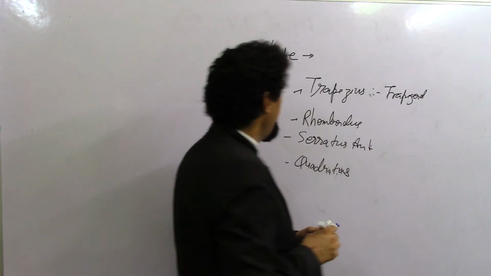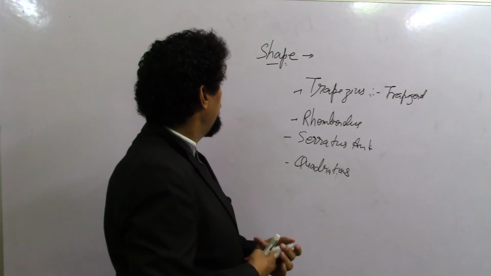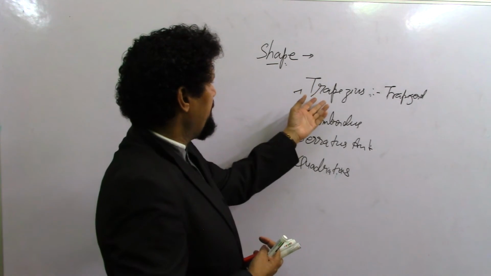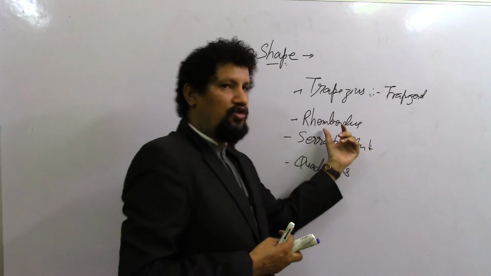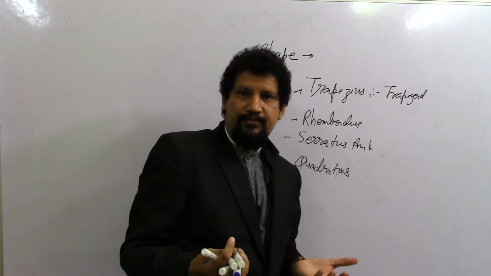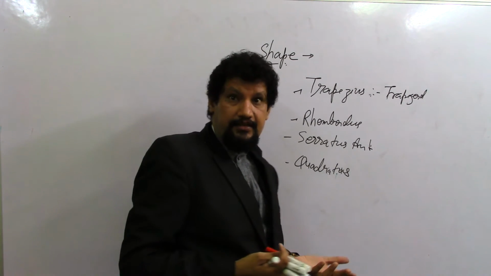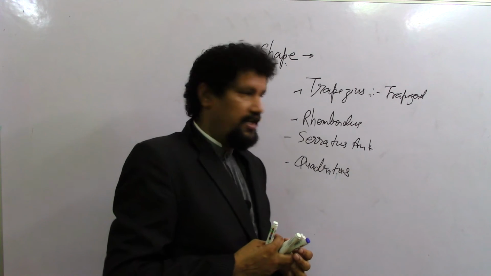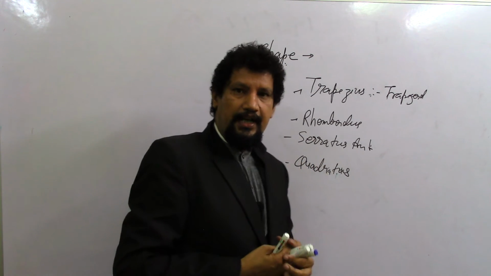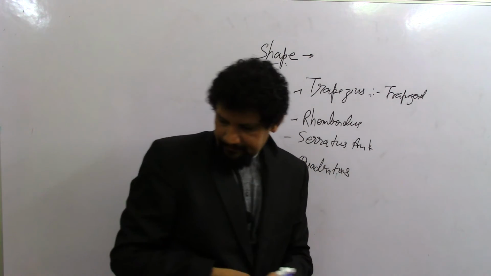So the muscle is named according to its shape. Trapezius when it is trapezoid, rhomboideus when it is rhomboid in shape, serratus anterior when it is jagged shaped or has serrations. When it is quadrilateral, it is known as quadratus.